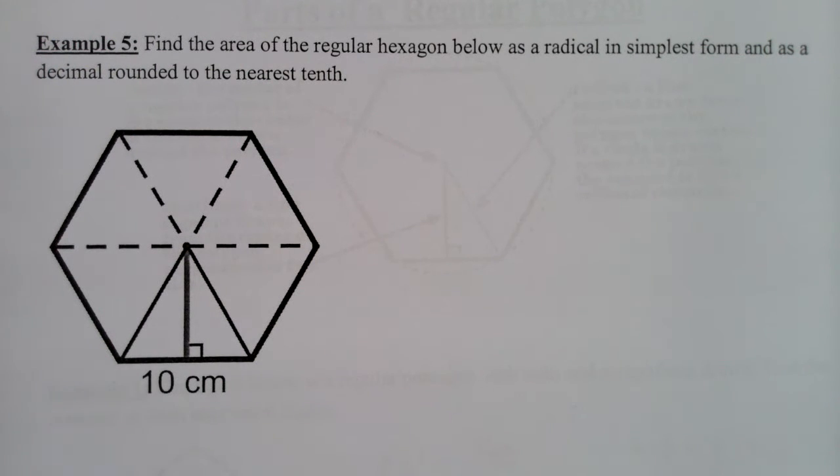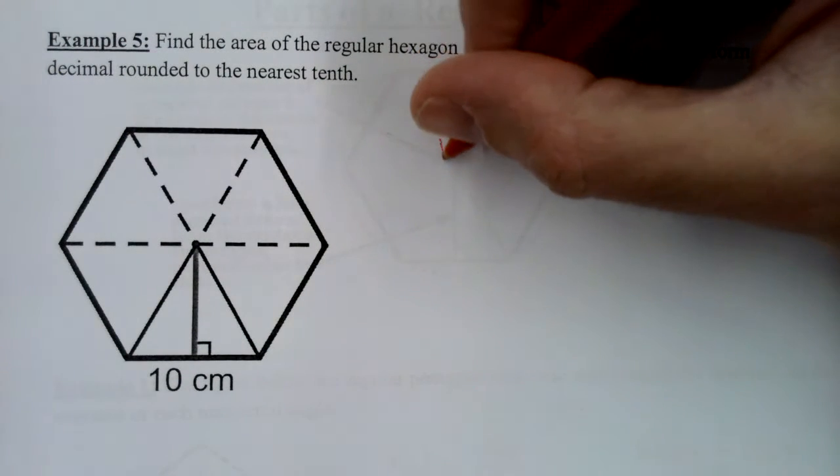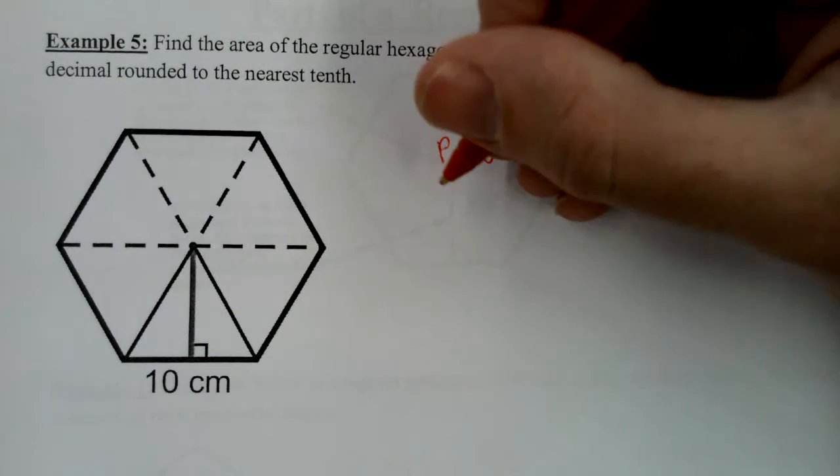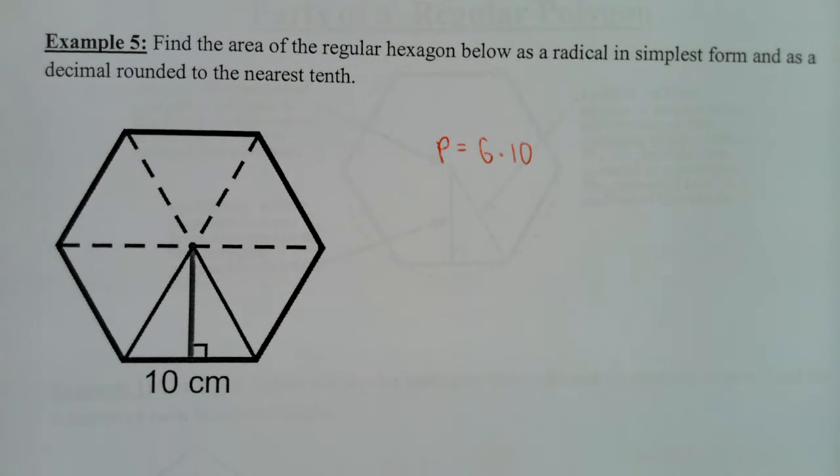All right, so this is a hard one. Example 5. Find the area of the regular hexagon below as a radical in simplest form and as a decimal rounded to the nearest tenth. Okay, so the formula is going to be 1/2 times the apothem times the perimeter. Now the perimeter is easy to get because there's 6 sides and each side is 10 because it's a regular hexagon. So the perimeter equals 6 times 10, which is 60 centimeters. That's easy.